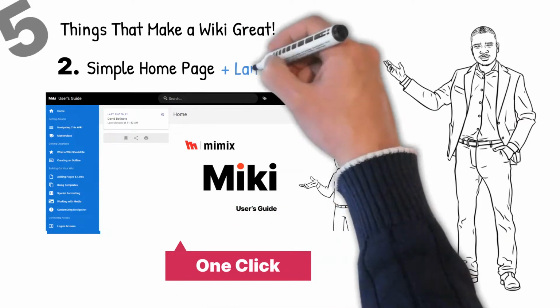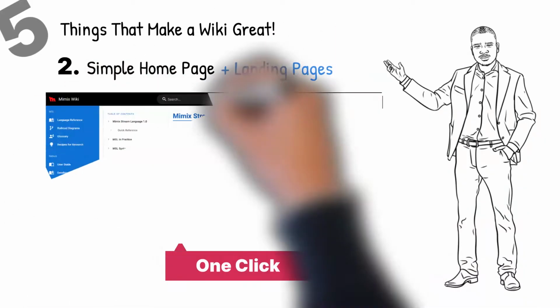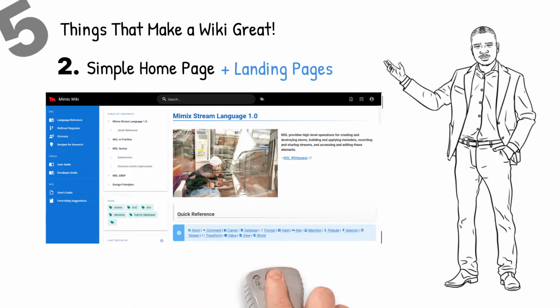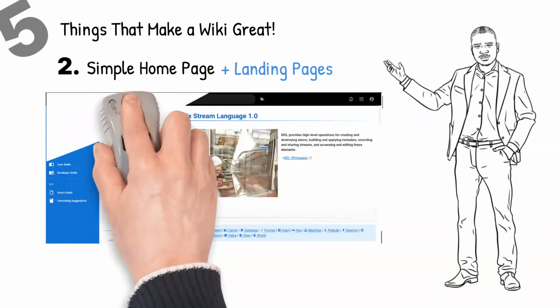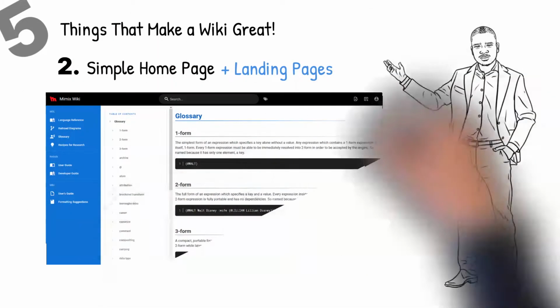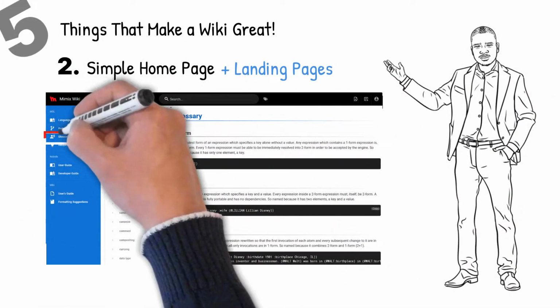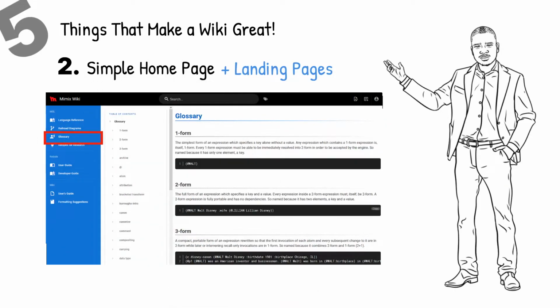If your wiki is well designed, many users will arrive at a section or landing page instead of the homepage. These are like mini homepages with their own graphics and links. Keep in mind that your users will also share links to individual pages, something that isn't possible with traditional documents.